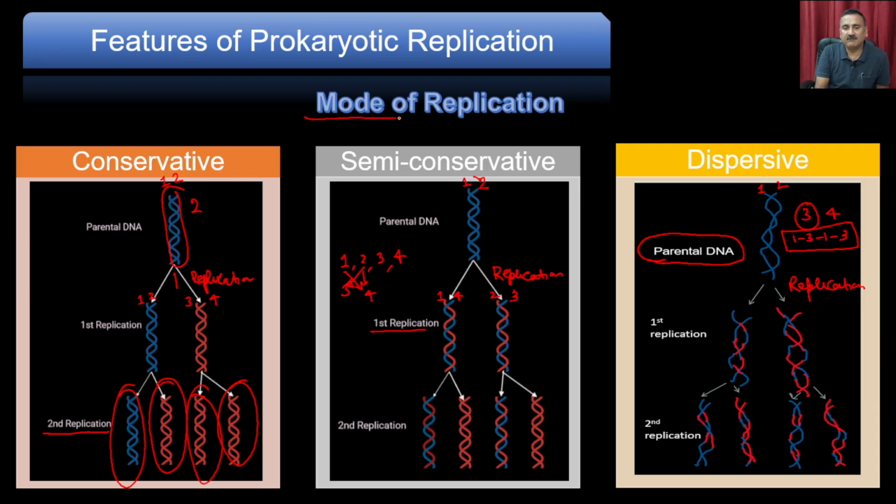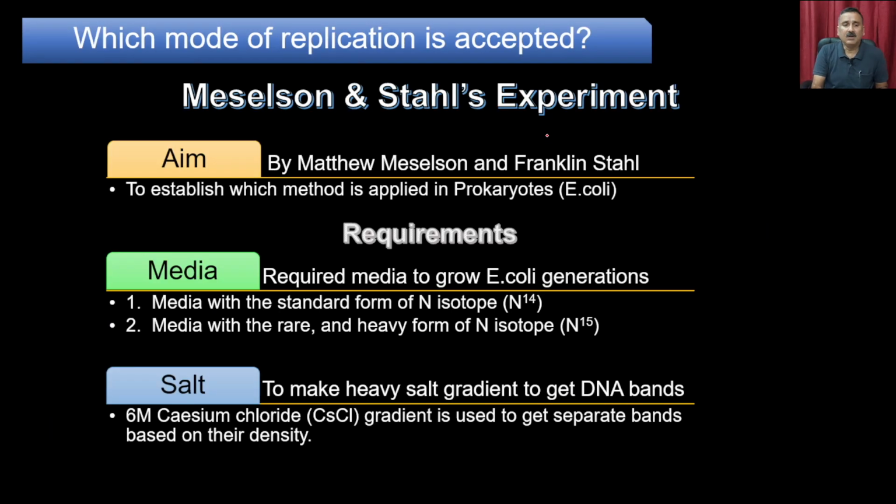Now, we have three different modes: the conservative mode, the semi conservative mode, and the dispersive mode, and these are the three different models that have been proposed for how replication is going to happen. But the question is, how can we scientifically prove this? To prove this, there is a simple, classical experiment that was done by some scientists. Matthew Meselson and Stahl performed experiments where they asked what would be the mode of replication in the bacterial system.